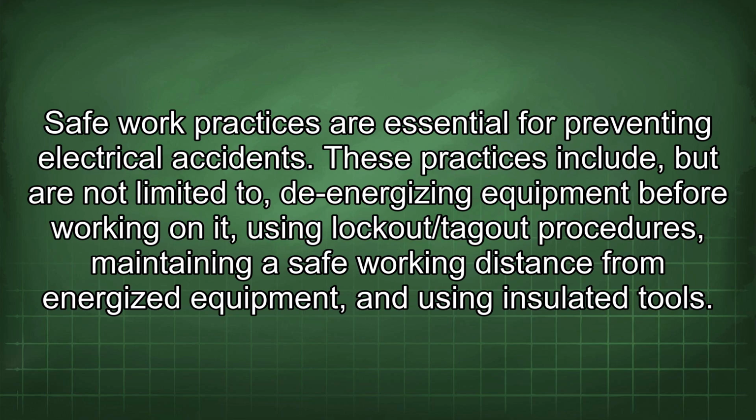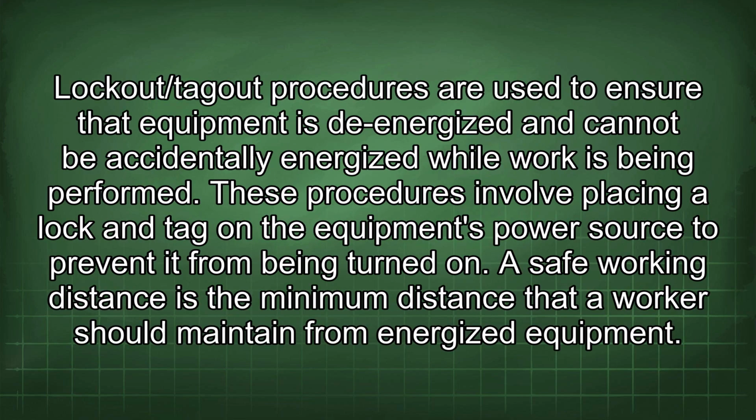These practices include, but are not limited to, de-energizing equipment before working on it, using lockout/tagout procedures, maintaining a safe working distance from energized equipment, and using insulated tools. Lockout/tagout procedures are used to ensure that equipment is de-energized and cannot be accidentally energized while work is being performed. These procedures involve placing a lock and tag on the equipment's power source to prevent it from being turned on.